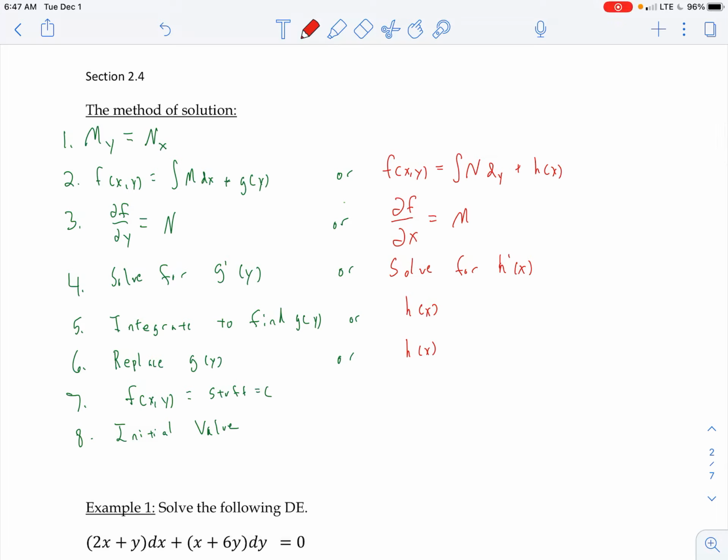All right, the method of solution. So how we're going to solve exact differential equations. Now this is an alternate method. Sometimes this is the only method that we can use.